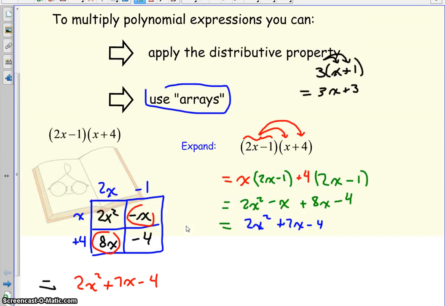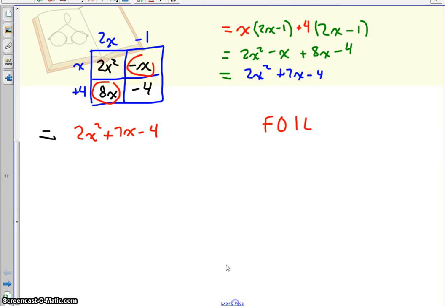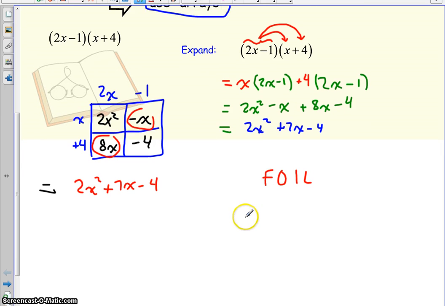Now, you also may have been taught a method last year called FOIL, so F-O-I-L, which you may remember stood for first, outside, inside, last. I'm not a big fan of that method for reasons I'll talk about on the next slide, but just to remind yourself how that would have been done, let's say we take basically the same question as before.